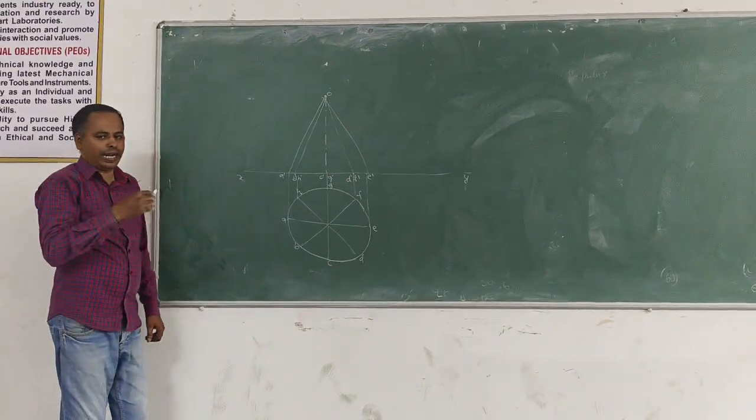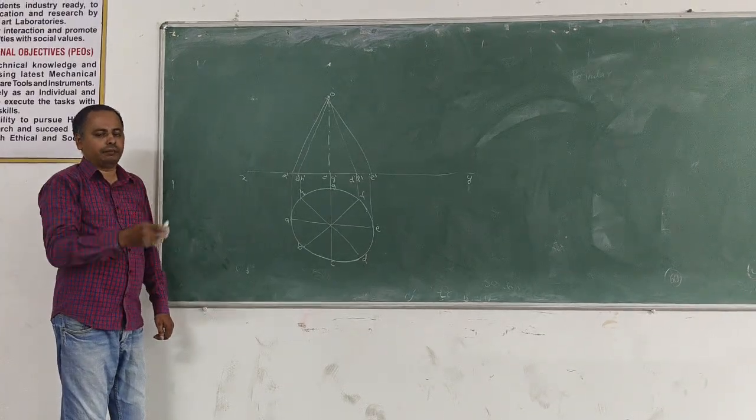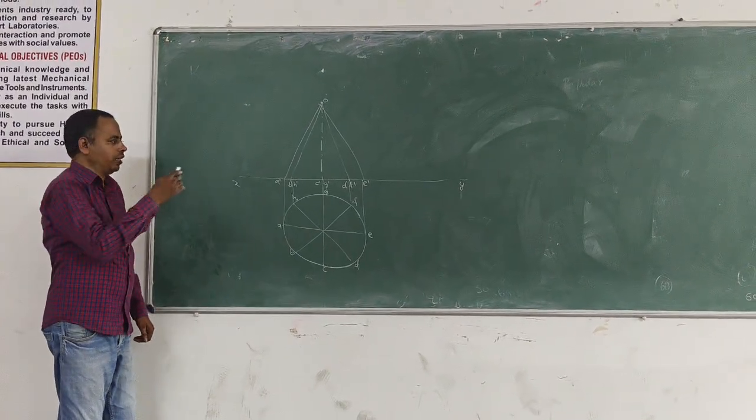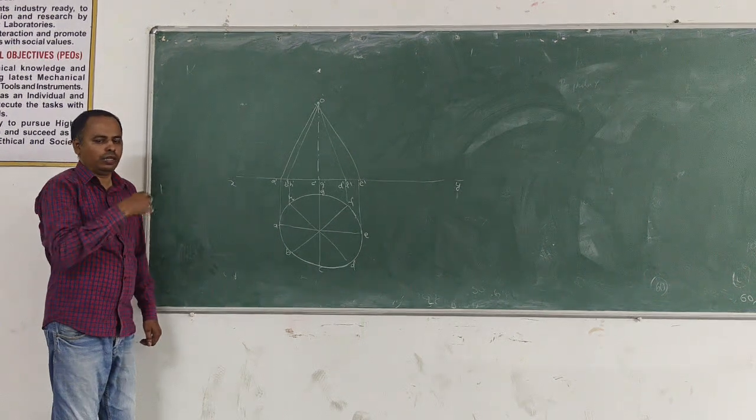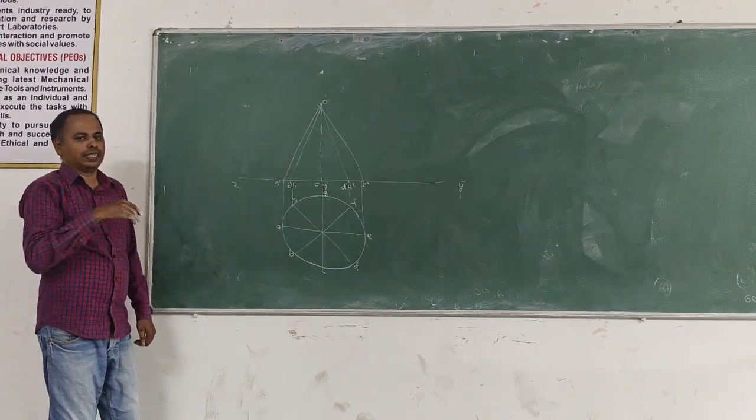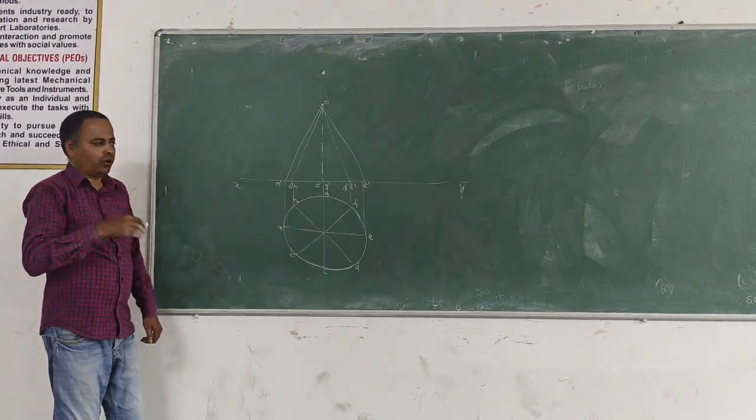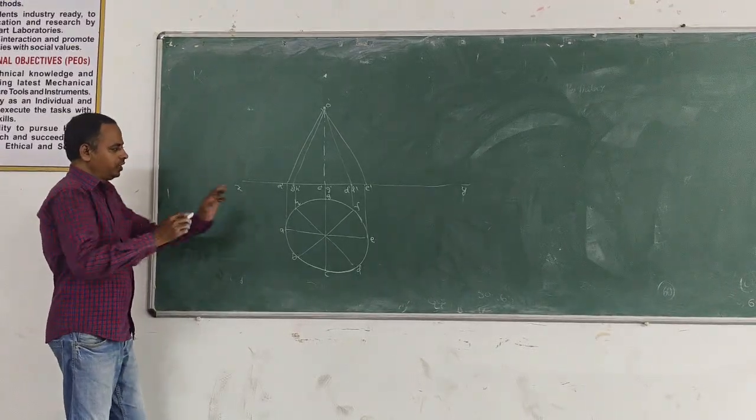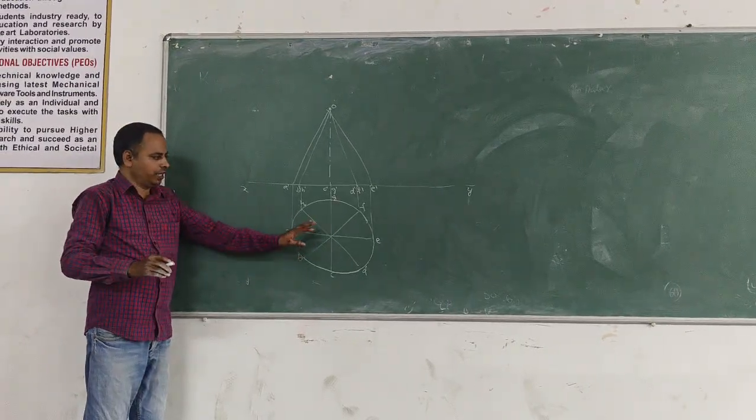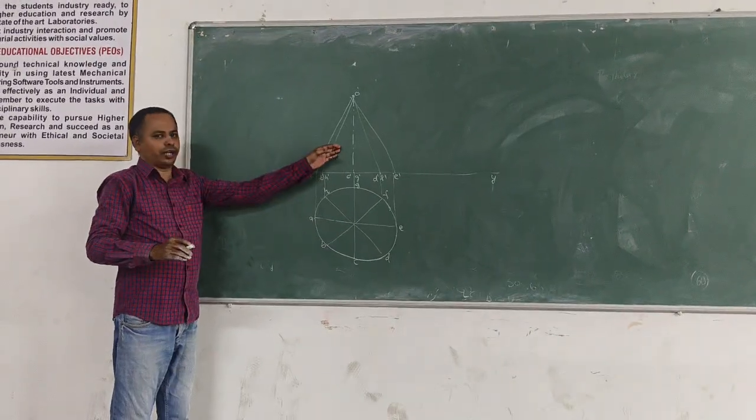Now O dash to A dash indicates the extreme generator of the cone. Similarly, O dash and B dash, O dash and C dash, and so on. All these are called the generators of the cone. So here, this will be the first position, where it is resting on the horizontal plane, with its top view and front view.